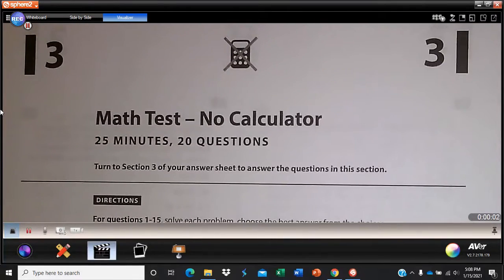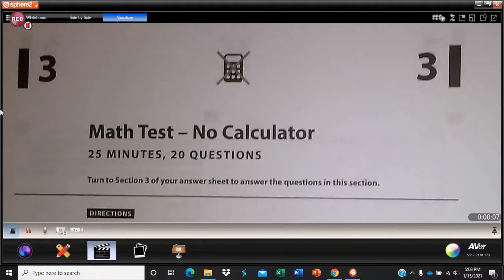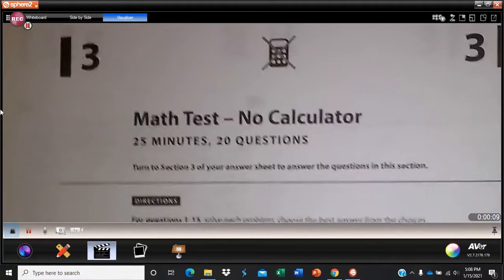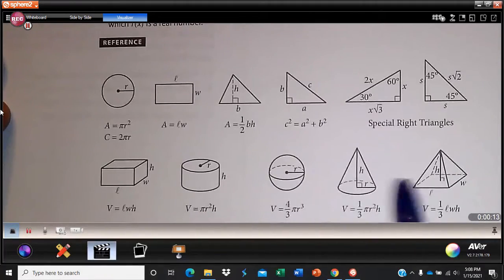Okay, so here's the directions sheet that you'll see every single time. I strongly advise skipping this because it's the same thing every time. You're not going to learn anything new from it. The only thing I ever take from this is I might use these references in some of the problems.